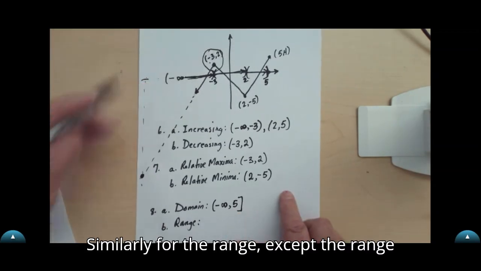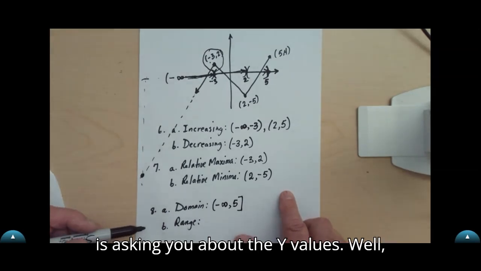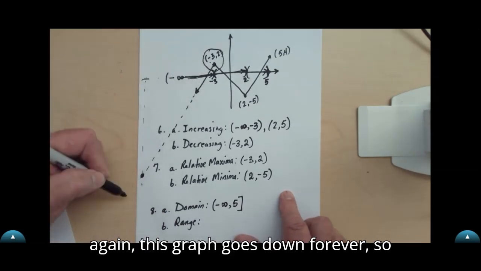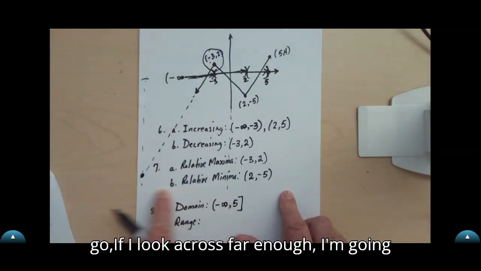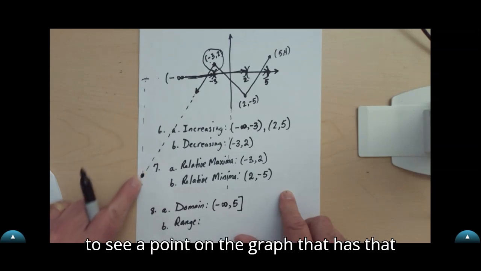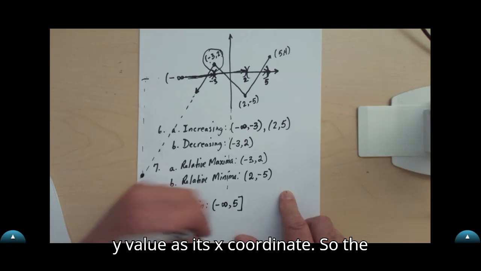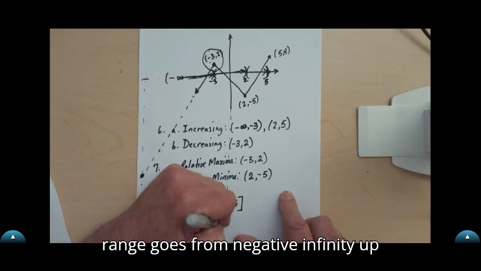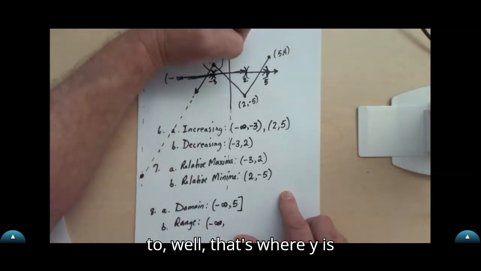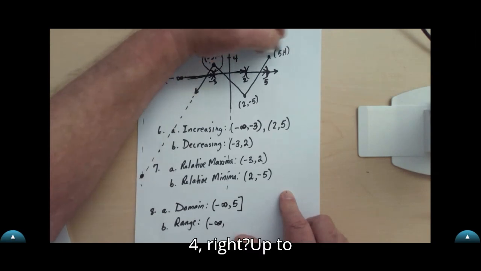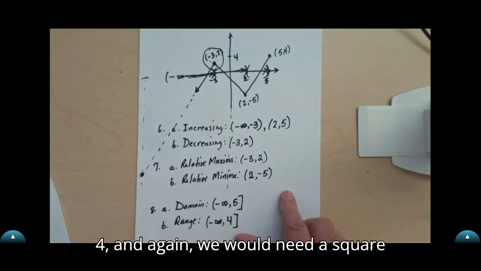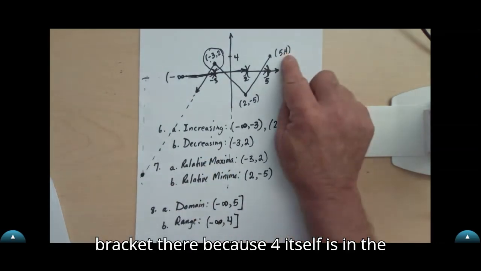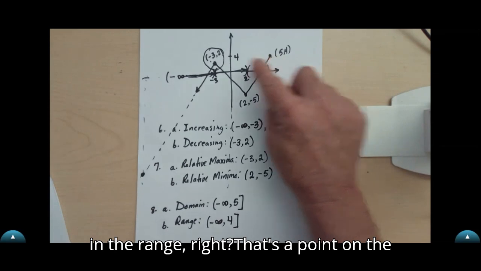Similarly for the range, except the range is asking you about the y values. Well, again, this graph goes down forever, so no matter how far down the y-axis I go, if I look across far enough, I'm going to see a point on the graph that has that y value as its y coordinate. So the range goes from -infinity up to, well, that's where y is 4, right? Up to 4. And again, we would need a square bracket there because 4 itself is in the range, right? That's a point on the graph.